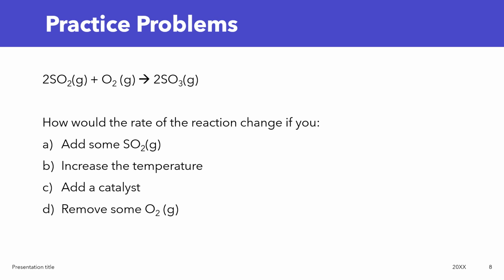So like we talked about before, what happens when you increase the concentration of the reactants? The rate of the reaction will increase. So A, the rate of the reaction will increase. B, if you increase the temperature, we said that the molecules will move faster, more collisions, and the rate of the reaction will increase.